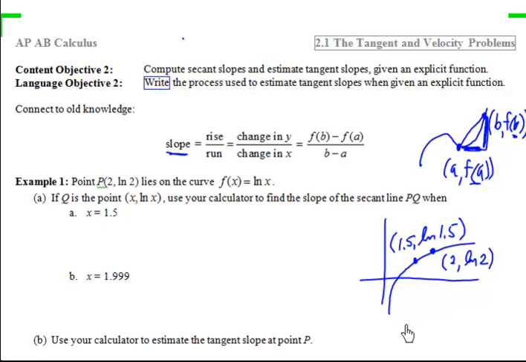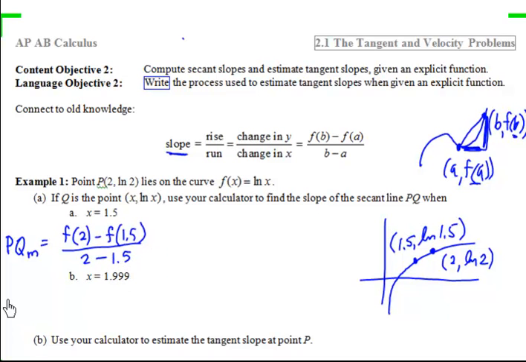So if I want to set up my slope, I would do the y coordinate minus the y coordinate over the x coordinate minus the x coordinate. So what we could write down here is the slope of PQ will be our y coordinate that goes with 2 minus our y coordinate that goes with 1.5, divided by our x coordinate of 2 minus our x coordinate of 1.5.